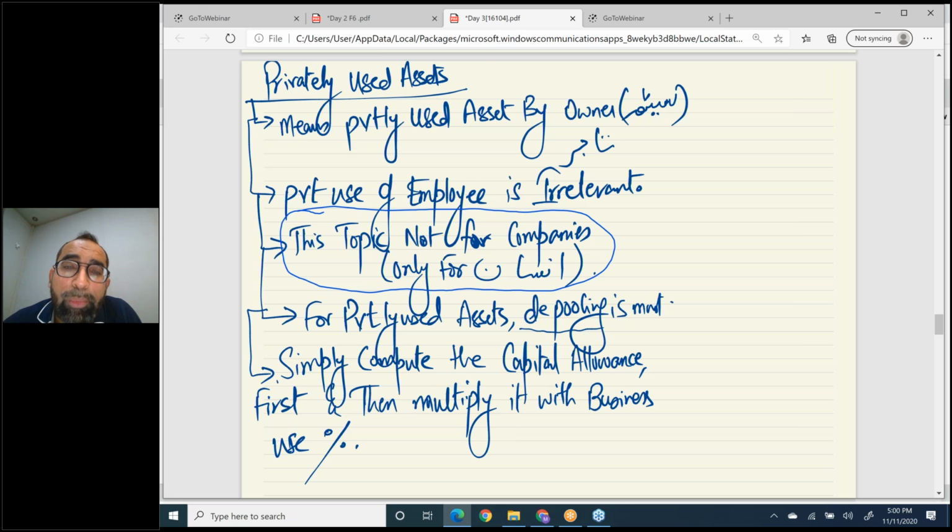company employees like directors are also employees of the company. Company employees can use assets privately, and this dodge normally comes in exam. In corporation tax questions, they intentionally add private use, but you have to close your eyes. You have to ignore that private use element.